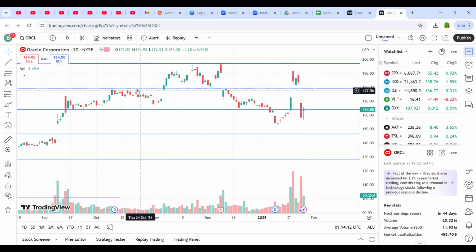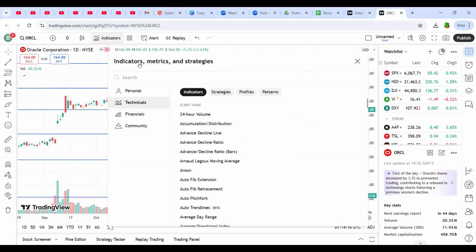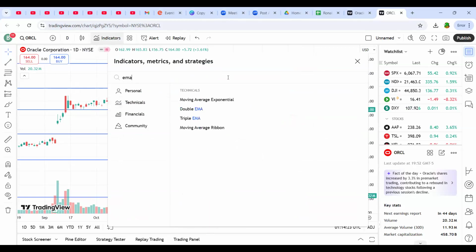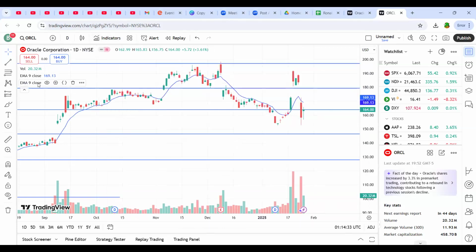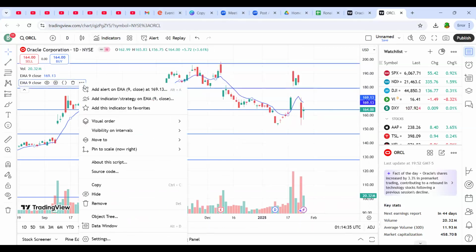So are you ready? Are you ready to get more gangster? Okay. So we're gonna hit indicators. And I'm gonna type in here EMA. And that's an exponential moving average. We're not doing simples no more. You know simple, I taught you simple. So I'm gonna put two EMAs on here. I'm gonna put a 9-day and I'm gonna put a 40-day.